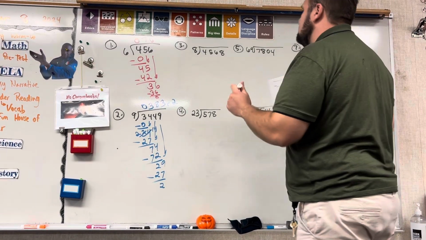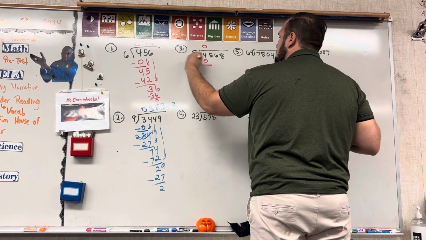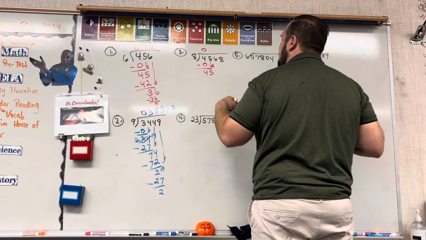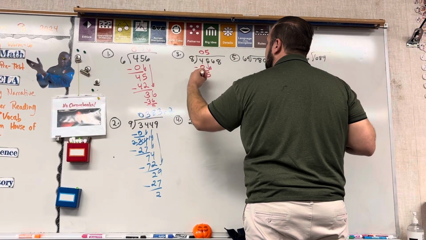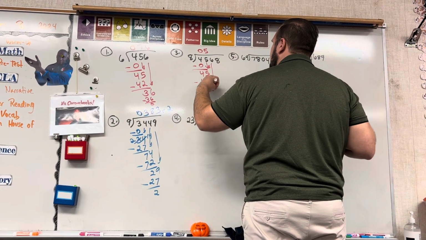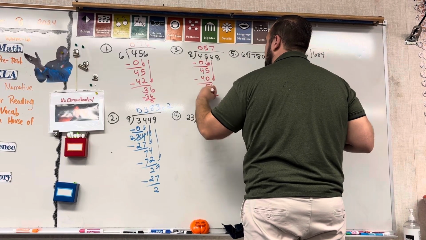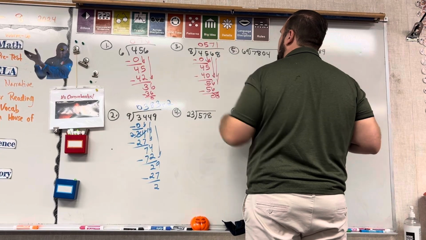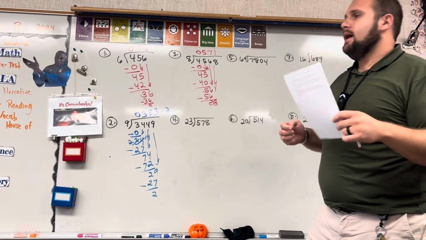Number 3. 4,568 divided by 8. Well, the 4 is too small, so we put a 0. 8 times 0 is 0. When you subtract, you still have 4, and you bring down the 5. 8 goes into 45 5 times. 8 times 5 is 40. You got 5 left over, you bring down the 6. 8 goes into 56 7 whole times. You got nothing left over there, and when you bring down the 8, it goes in there 1 whole time, no remainders. 571 even. Okay?